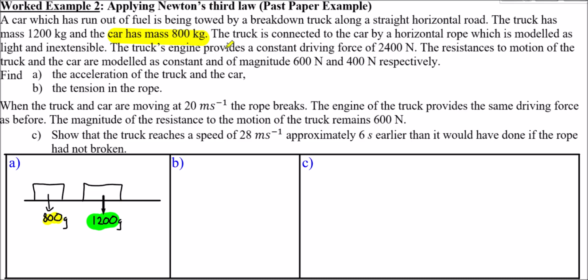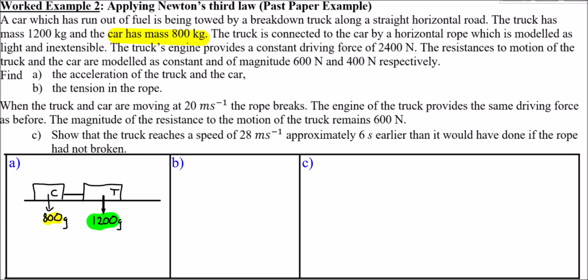So what's happened here as well, they're connected together by a horizontal rope which is modelled as light and inextensible. So between them there's going to be a rope, and on that rope there's going to be a tension force acting away from each object. So this is the car, this is the truck.